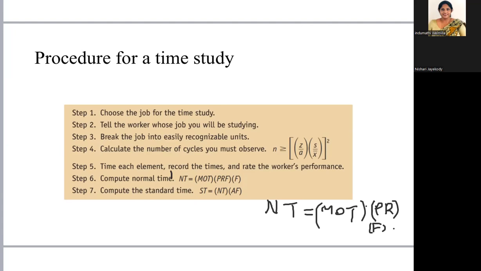Anyway, when we calculate the normal time, we know the normal time reflects how long it may take to produce one single unit. However, it does not allow for personal time, unavoidable delays, or another one is fatigue.